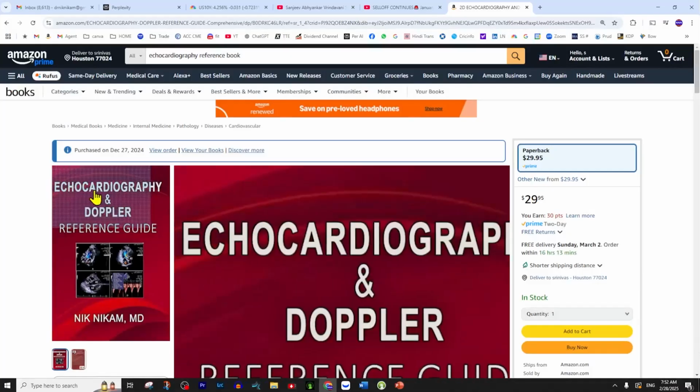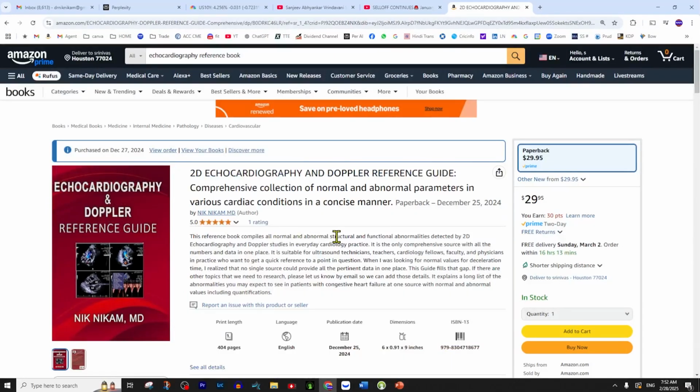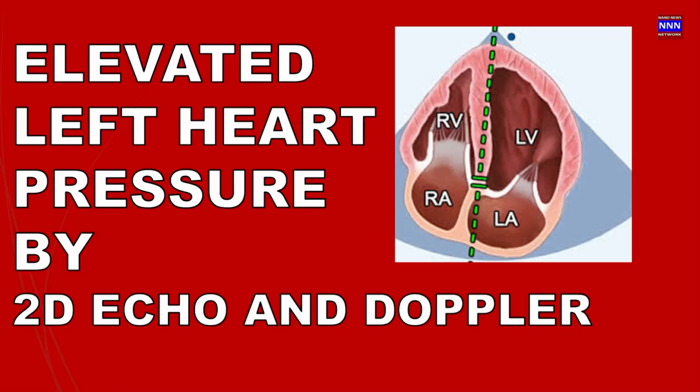In this presentation, we are going to look at elevated left heart pressure by 2D echo and Doppler studies. This is based on the book which I have written with the title Echocardiography and Doppler Reference Guide, more than 400 pages of very precise, concise notes on echocardiographic measurements, normal and abnormal findings, and all the different things we need to look for when we are doing a patient echo or Doppler, for example, with aortic stenosis or left heart failure or cardiomyopathy. So let us begin with the feature presentation.